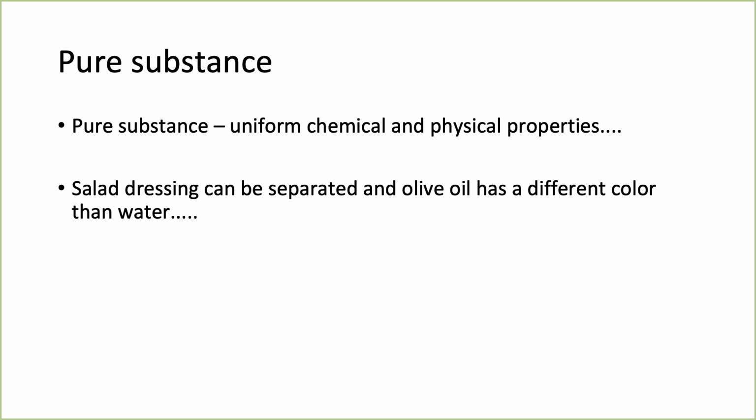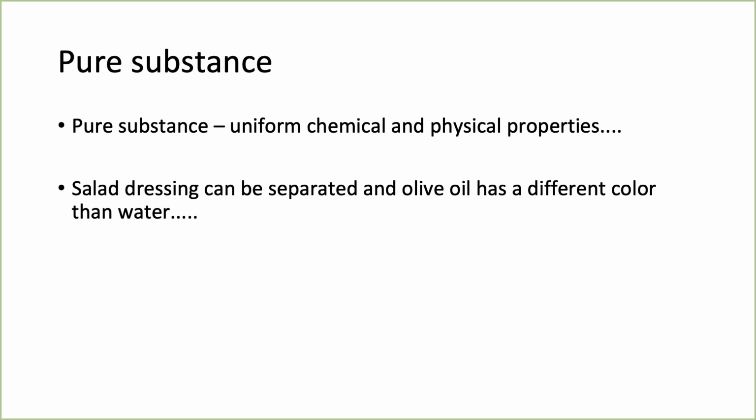So let's look at pure substances. When we have a pure substance, it basically has uniform chemical and physical properties. So we look at something, it's basically uniform. We can't tell there's anything else in there. Brass is a pure substance. Iron is a pure substance. Stainless steel is a pure substance. Salad dressing is not a pure substance because it can be separated. Oil has a different color than water. Olive oil is slightly yellow. Water is clear, transparent, colorless. So when you mix it up, you get a uniform solution, but then it separates.